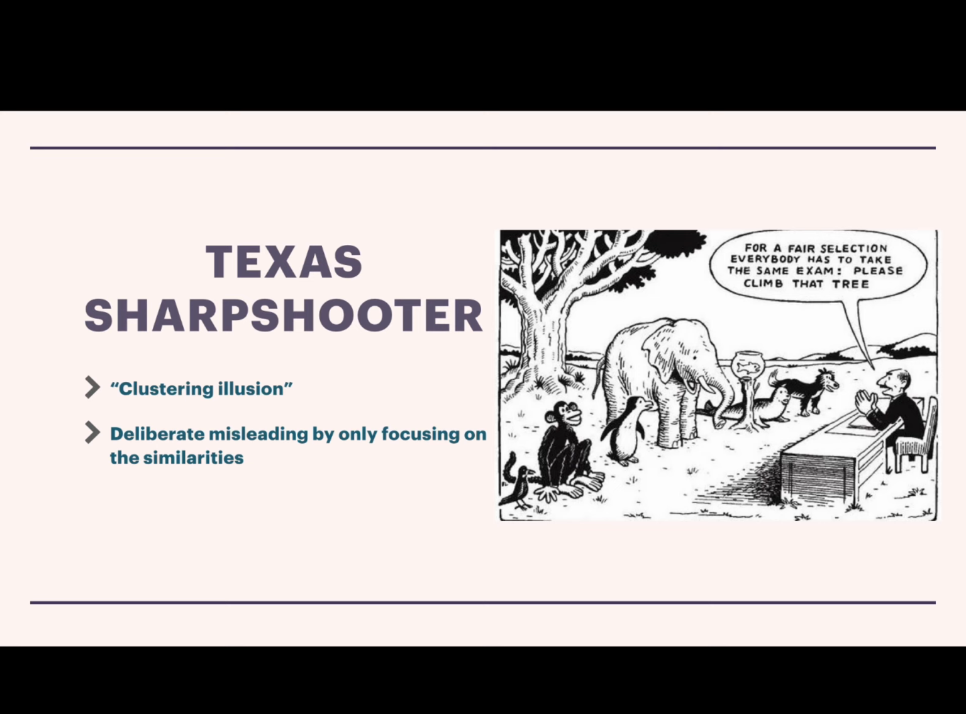Next, we have the Texas sharpshooter fallacy. It is also known as the clustering illusion and the false cause fallacy. This happens when somebody cherry picks their data to suit their argument or finds a pattern that already fits their claim.